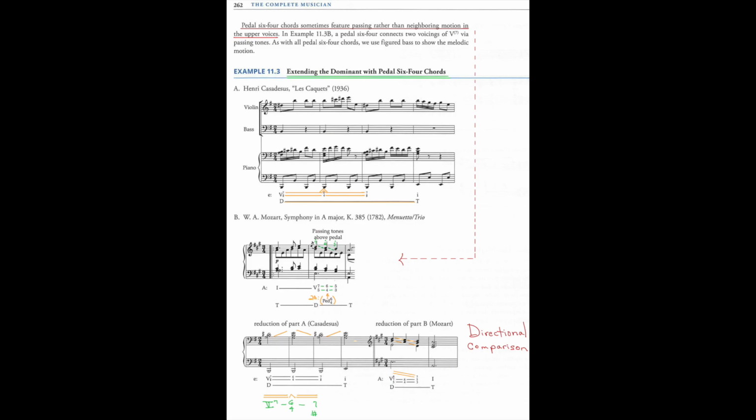Now let's take a reduction of the part A of Casa dei Su here. We talked about that a minute ago. We're going to compare the Casa dei Su with Mozart's Symphony in A major, the reduction of part B of the Mozart. This is a directional comparison is the way I would see it. So look at the Casa dei Su there on the bottom left. D sharp goes up to E, back down to D sharp, and finally flips to the tonic. As opposed to the Mozart, which is the ped 6/4 passing downwards. So both of those are pedal 6/4s, but they have different directional ways that they function.